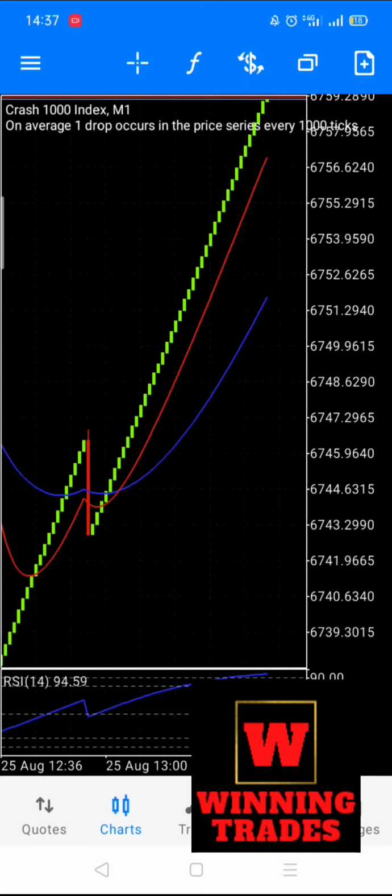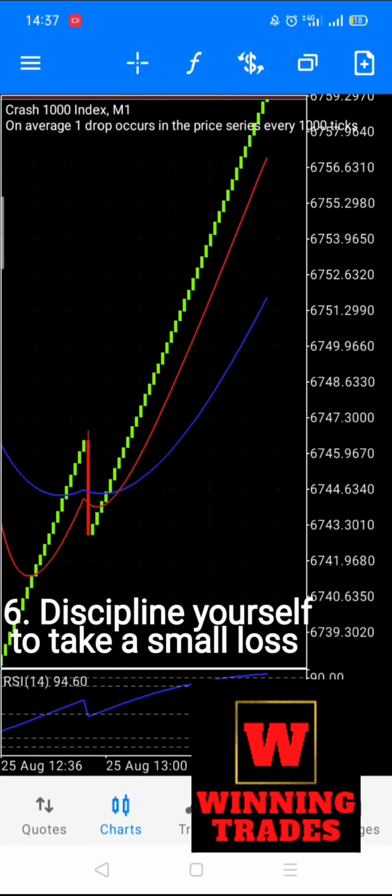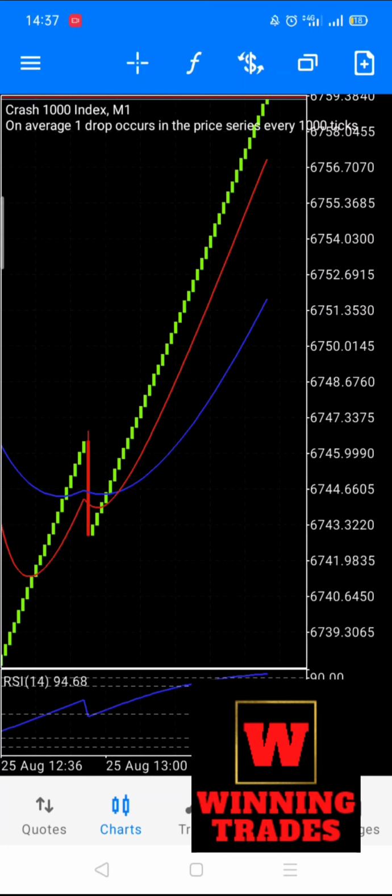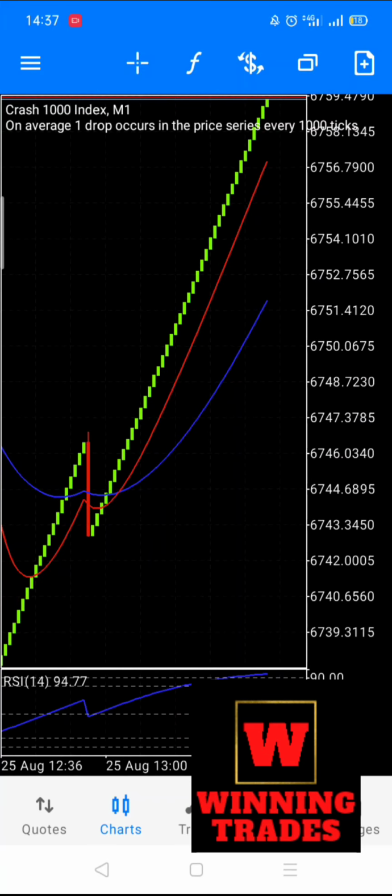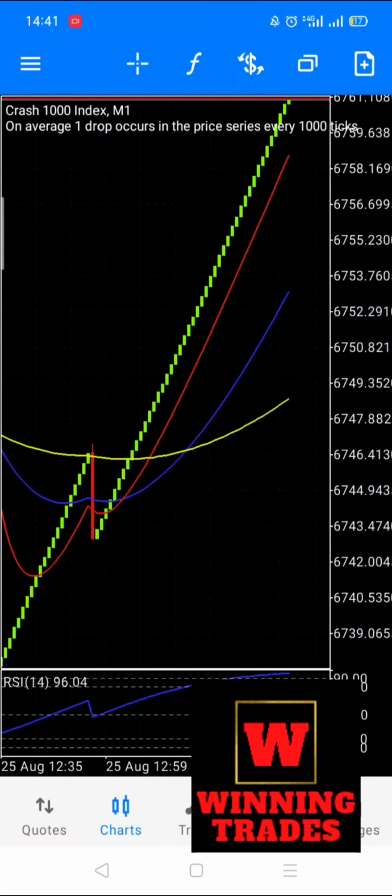Now, the sixth rule is that you must be disciplined enough to take your minimal loss or the small loss on the 11th candle above or below the 50 EMA. Now, the seventh and most important rule, remember that this strategy is strictly for the 1 minute time frame. Don't go and be using this strategy on another time frame. It's strictly for the 1 minute time frame, guys. That is the rule. You must follow it for this strategy to be successful for you.